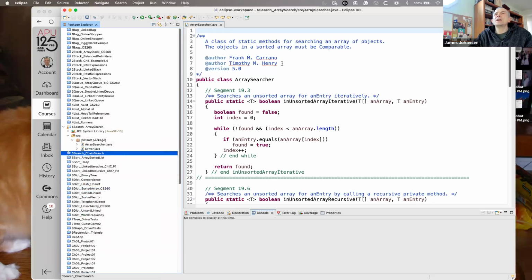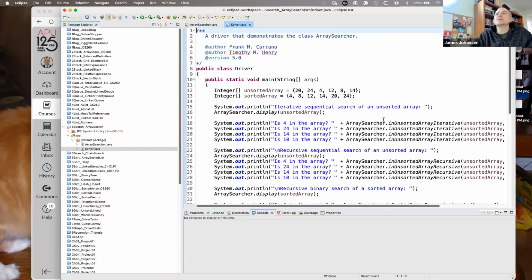So here we have the array searchers. This is a class of static methods for searching an array of objects. The objects in a sorted array must be comparable. That's something that's worthwhile for us to be thinking about. So I have the array search, and I'll open up the driver here as well.